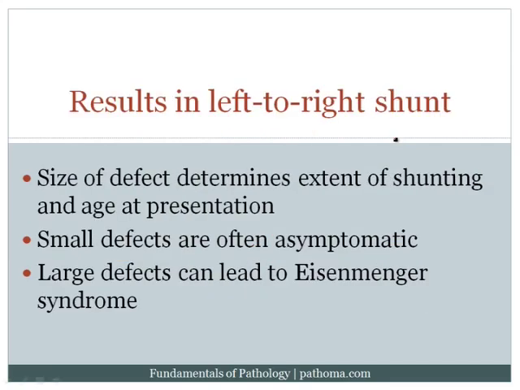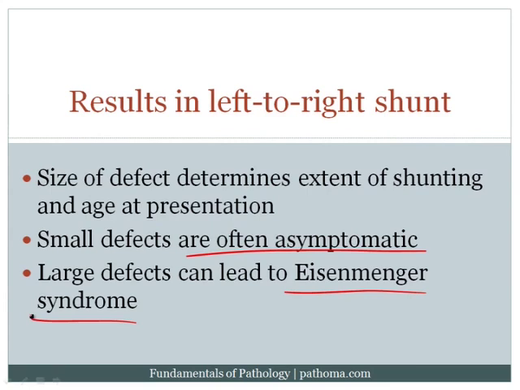Now this has been explained in your text in words as well, where I say that there's a left to right shunt. The size of the defect determines the extent of shunting and the age of presentation. Small defects are asymptomatic, and large defects can result in Eisenmenger syndrome. Now, again, when you get Eisenmenger syndrome, there are some important consequences. For example, the patient will have right ventricular hypertrophy.